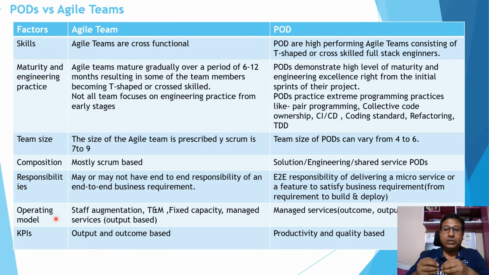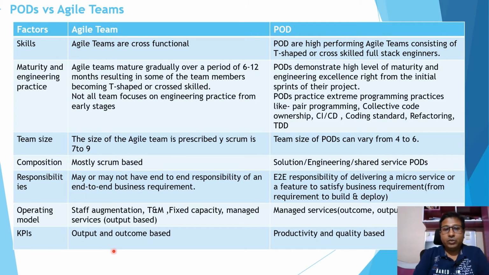Then operating model, this may be a little subjective, but based on my experience, what I have seen, mostly the agile teams best suit a staff augmentation kind of project or T&M. And if we are going for a fixed price project, then it should be fixed capacity. If we are going for managed services, it should be outcome based, right? Whereas for pods we can go for managed services, both outcome and output based, right?